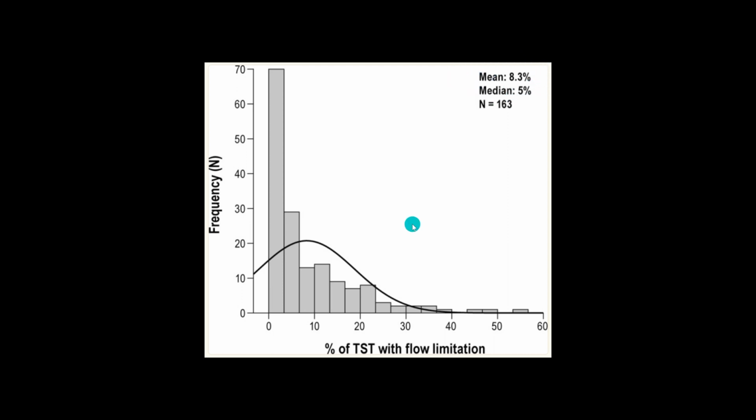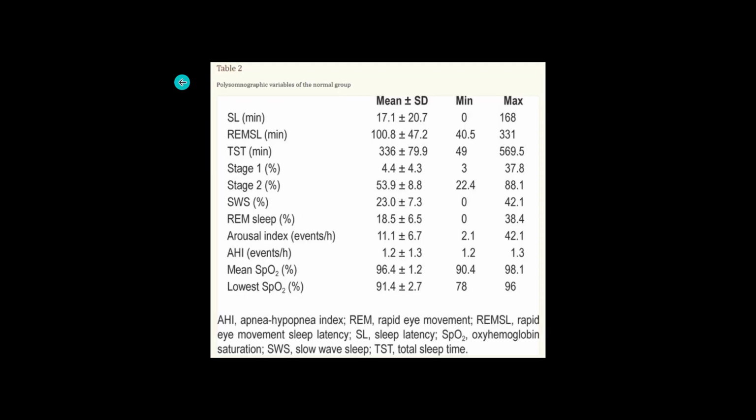So one of the takeaways of this study was that the 95th percentile was about 30%. So 95% of normal people will have flow limitation for 30% or less of the night. And therefore, the author suggested that levels of flow limitation less than 30% of the night is a normal finding. So in other words, it suggests that values above 30% could be used to support a diagnosis of sleep disordered breathing.